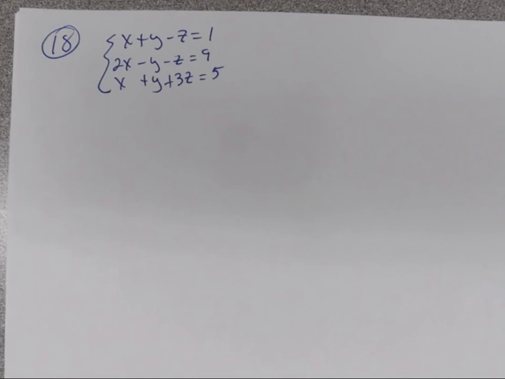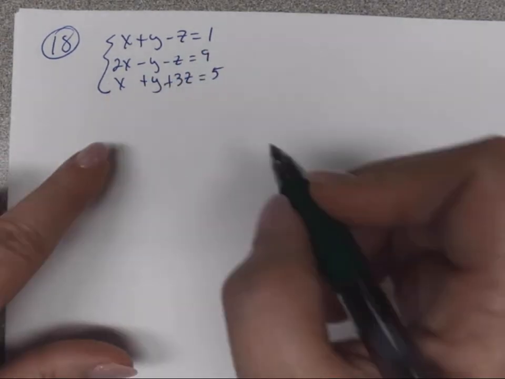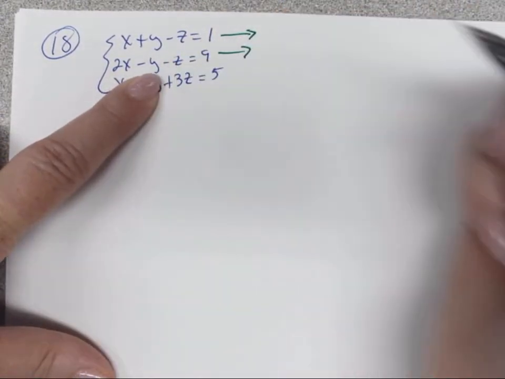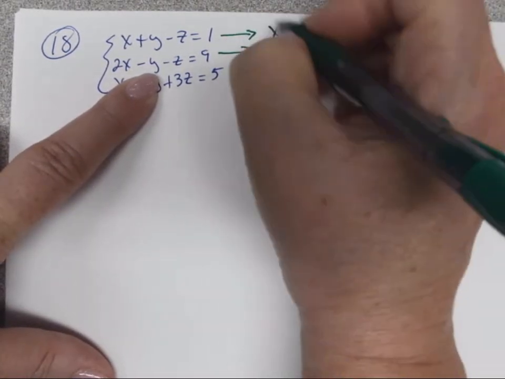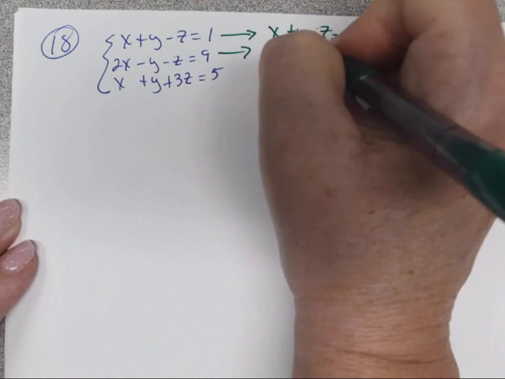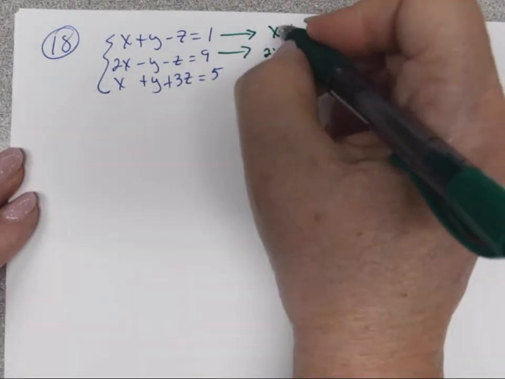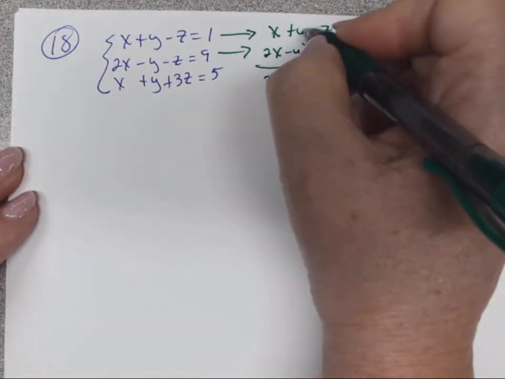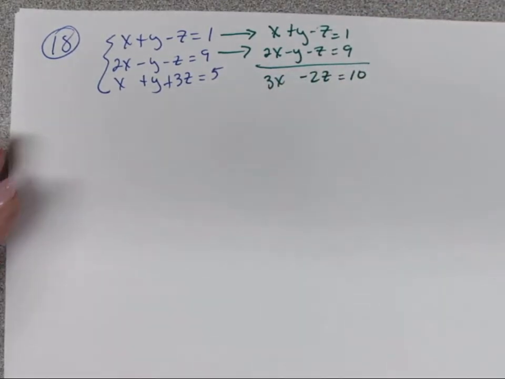So what we're going to do is take the first two equations and just add them together because the y and the negative y will cancel. I'm just going to bring them straight over and do nothing to them. So x plus y minus z equals 1, 2x minus y minus z equals 9. As I add those, x plus 2x will be 3x. The y's cancel, and I end up with negative 2z equals 10.